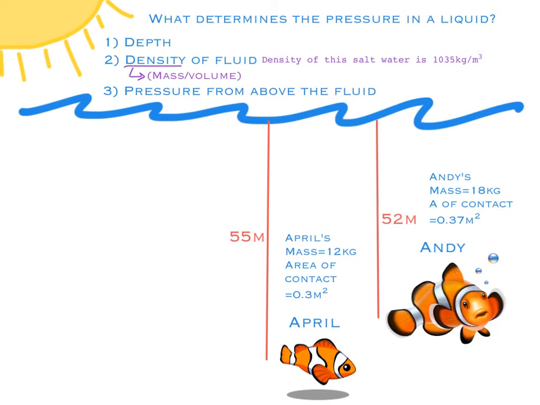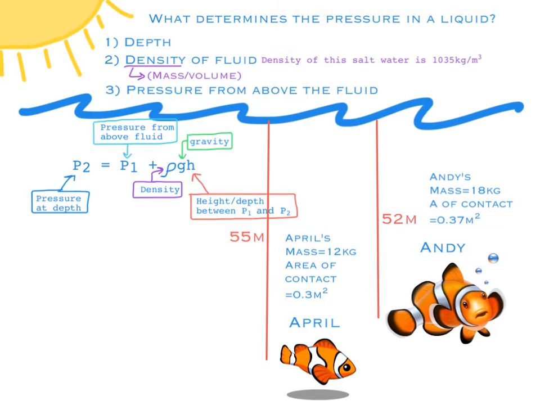And like other areas of physics, there is definitely a mathematical expression that can help us to figure out how we would calculate this. How would we calculate April's pressure, and how would we calculate the pressure that Andy is experiencing? Well, the expression is P2 equals P1 plus this crazy new symbol here called rho times gravity times height. So what are each of these? What do they mean? Well, let's take a look.